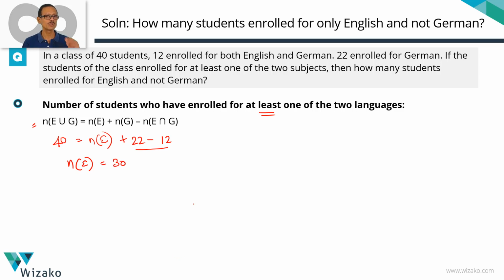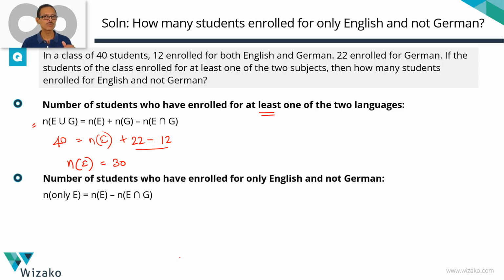So step 1, we have found out people who have enrolled for English. But what we need to find out is people who enroll for only English, those who enroll for English but not in German. Only English is from the people who enroll for English, subtract those who enroll for both these things. Both English and German, if we subtract from people who enroll for English, that's going to give us the number of students who enroll only for English. 18 is the answer to the question.